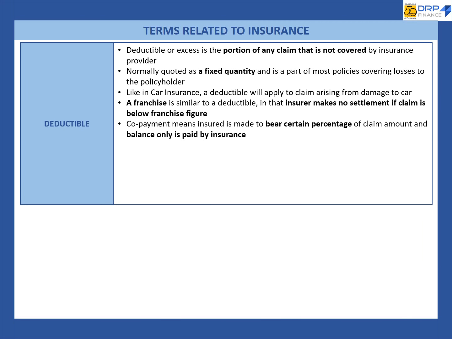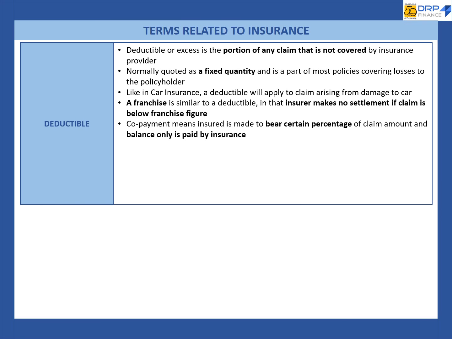Next term is deductible. Deductible or excess is the portion of any claim that is not covered by the insurance provider, normally quoted as a fixed quantity and is part of most policies covering losses to the policyholder. Like in car insurance, a deductible will apply to a claim arising from damage to the car. A franchise is similar to a deductible, but in that the insurer makes no settlement if the claim is below the franchise figure. Co-payment means the insured is made to bear a certain percentage of the claim amount and the balance is only paid by the insurance.